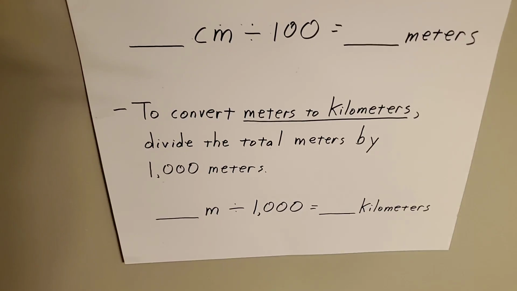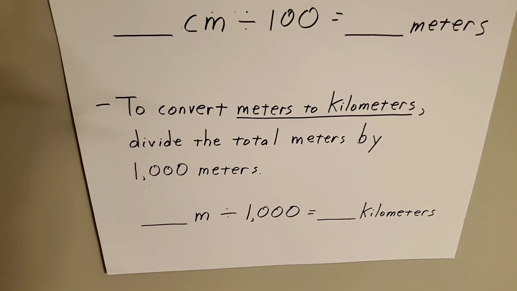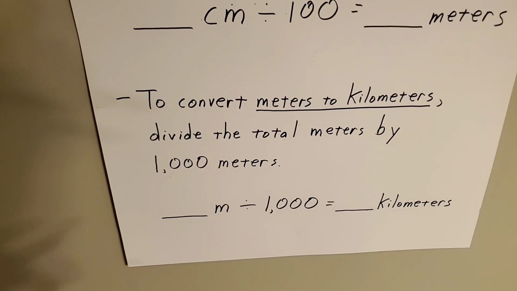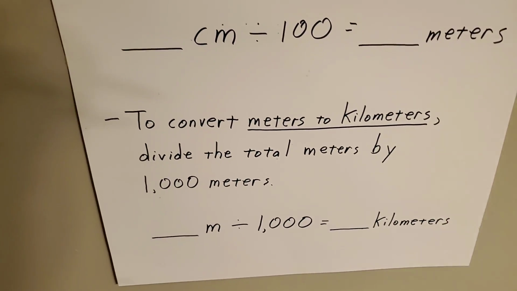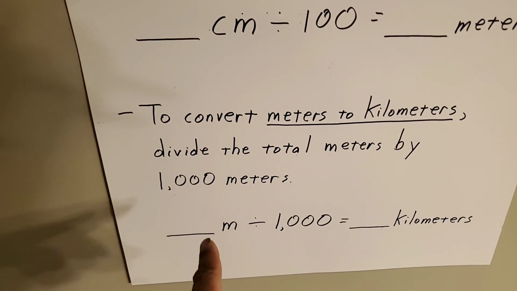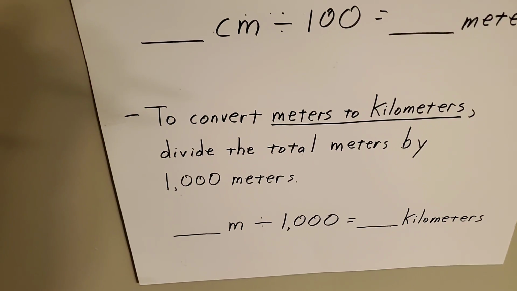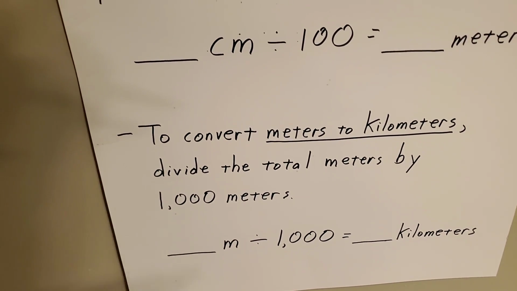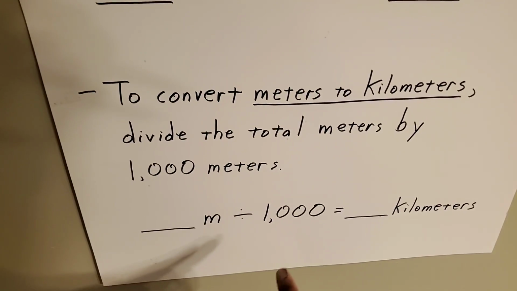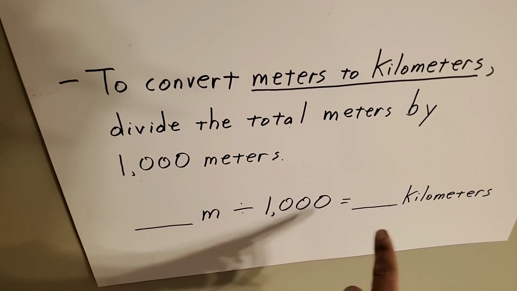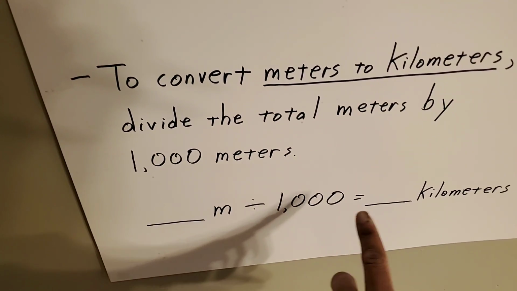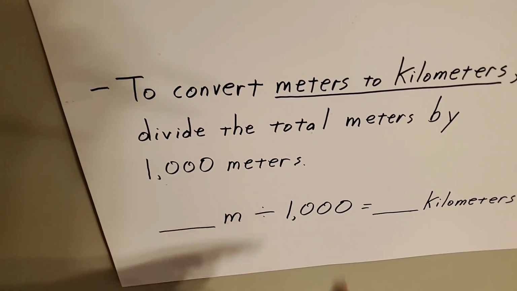Let's say I want to take objects that I measured in meters and convert them to kilometers. I'm going to divide the total meters by 1,000 meters. And why would I divide it by 1,000 meters? Remember, how many meters does it take to make a kilometer? Since it takes 1,000 meters to make a kilometer, that's what we're going to use.